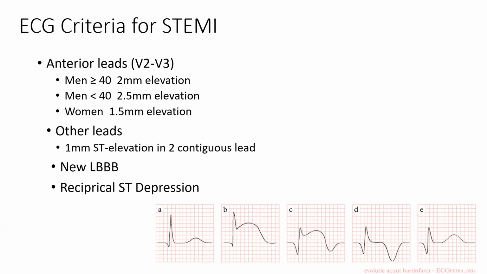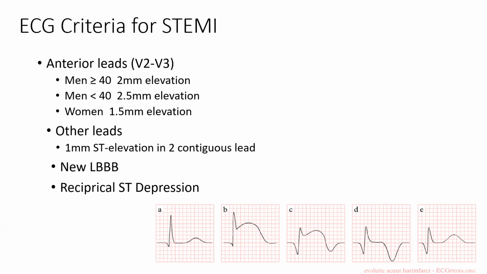So EKG criteria for a STEMI. A little bit different based on the anterior leads and every other lead. So remember your anterior leads are really V2, V3, maybe V4, right? Those are your anterior leads. I just usually remember 2 millimeters of ST elevation because most of our patients are going to be over 40, and at the VA, they're mostly men. But for women, our criteria is a little bit lower, 1.5 boxes of ST elevation.